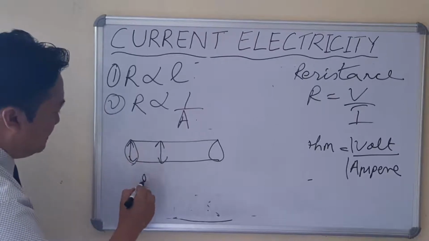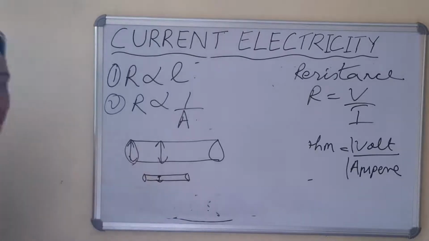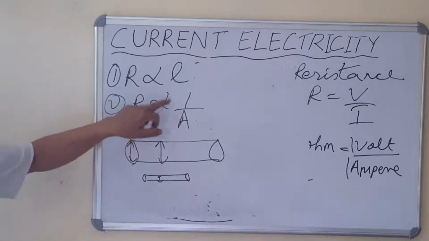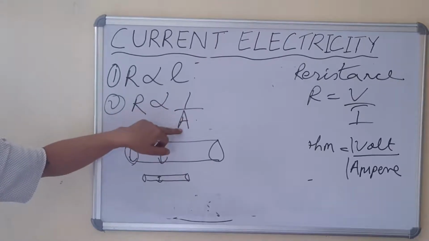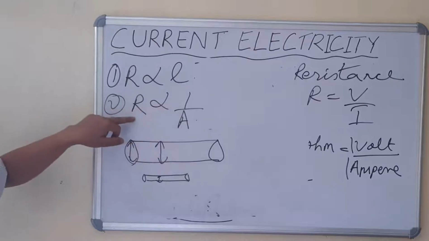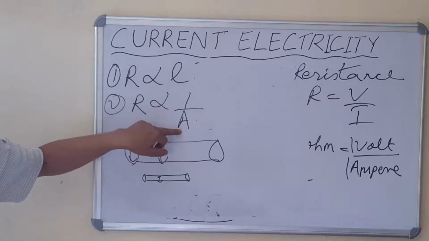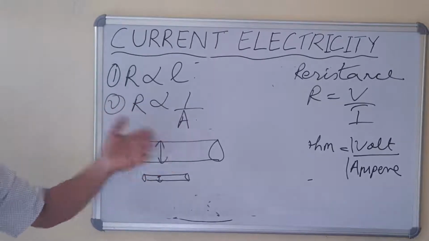If I draw a very thin wire, the cross-sectional area is less; for a thicker wire it is more. Resistance is inversely proportional to the cross-sectional area. More the cross-sectional area of the conductor, lesser will be the resistance. Lesser the cross-sectional area of the conductor, more will be the resistance, since they are inversely proportional.